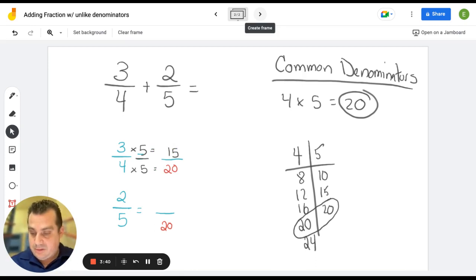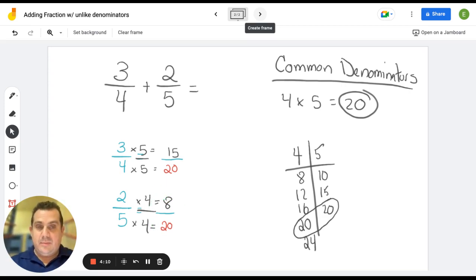Now down here, how do I get from 5 to 20? 5 times 4, because 5 times 1 is 5, 5 times 2 is 10, 5 times 3 is 15, and 5 times 4 is 20. So if I multiply my denominator by 4, I have to multiply my numerator by 4. 5 times 4 equals 20. 2 times 4 equals 8. So now I have 8/20.